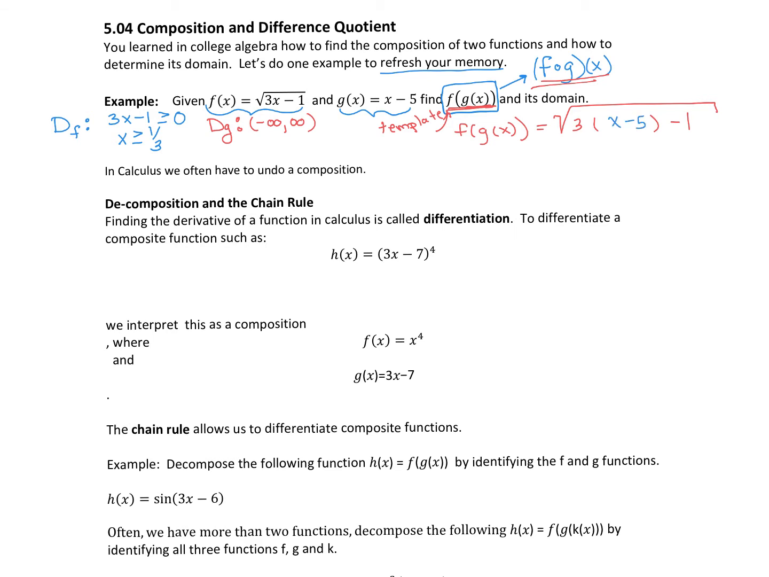Now we could plug anything we want into the g function, but in the end we have to make sure, this is going to give me 3x minus 16. We have to make sure that 3x minus 16 is greater than or equal to 0. So for the composition, the domain of the composition is x has to be greater than or equal to 16/3.